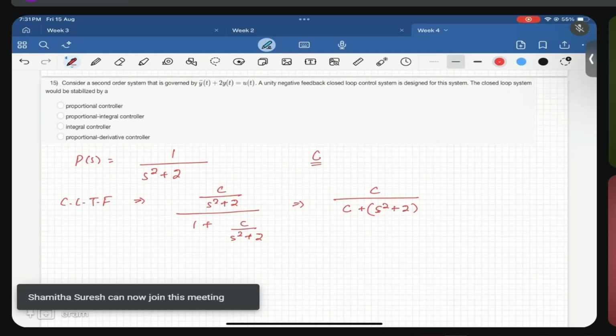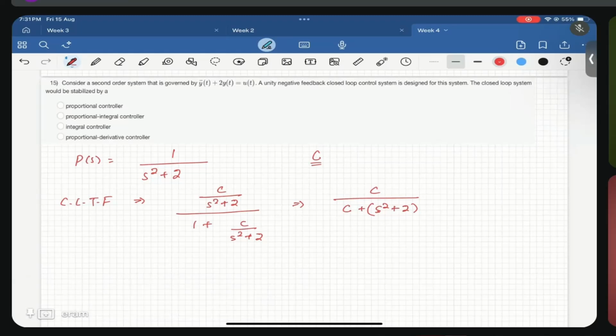Now can you tell me what structure C should have so that we have poles on the LHP? From here can you identify? Yes, derivative controller. But derivative alone is not in the option. We have with derivative, then proportional derivative, proportional derivative. And how did you guess it? If we have an s term in the denominator. Yes, correct. That's the clue.